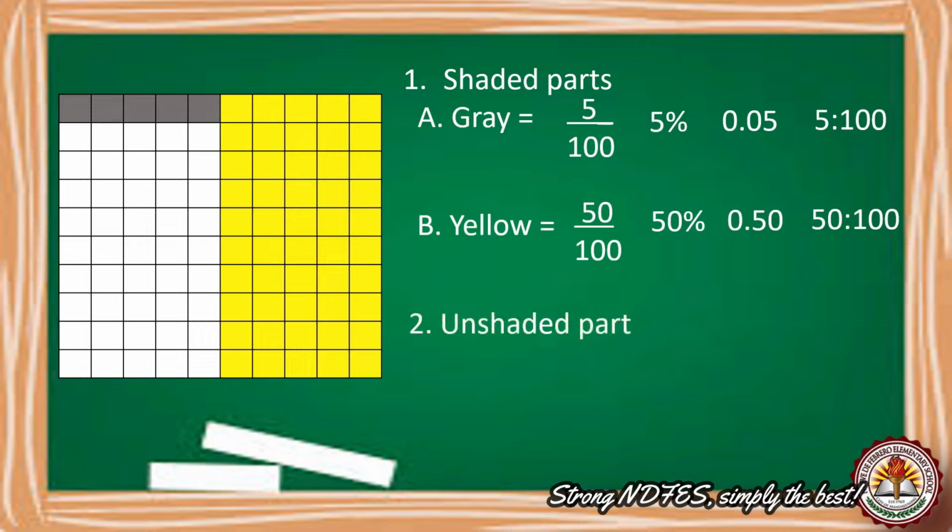Next, the unshaded part. The unshaded part is the white that you can see. That is 45 out of 100. So in fraction, that is 45 over 100. In percent, that is 45%. Decimal, 45 hundredths. In ratio, that is 45 to 100.